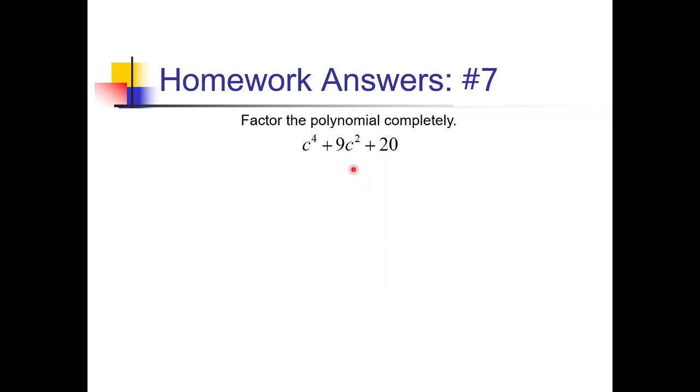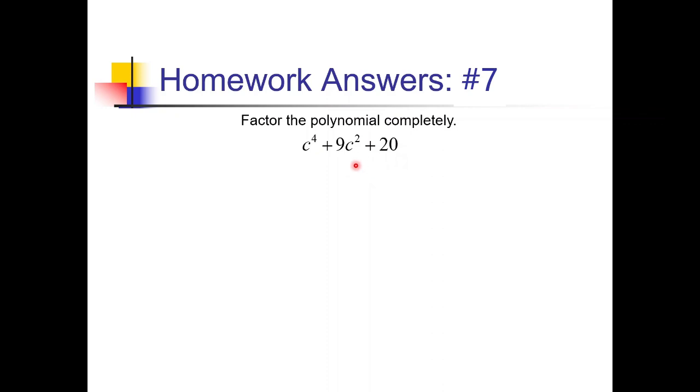For this problem, I see a trinomial here with a specific kind of exponential pattern. We have a first exponent that is twice the second exponent and a constant. So this is in quadratic form, and we can treat this like a quadratic when we factor it, only we're going to use c squared instead of c when we break things up. So if this was just a normal quadratic, I'd be asking, okay, what are 2 things that multiply to 20 and add up to 9? 1 and 20 doesn't work, 2 and 10 doesn't work, 4 and 5 works if we have positive 4 and positive 5.